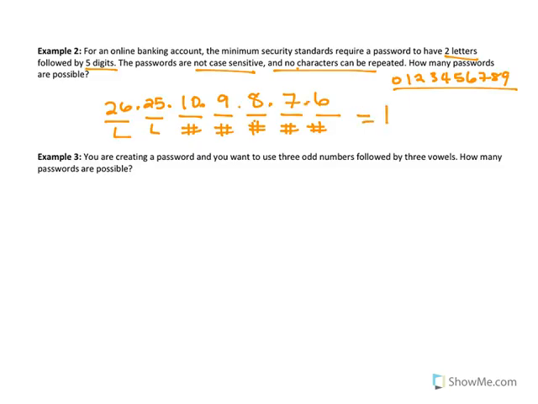And there are a possible 19,656,000 different passwords possible. So there is a lot, as you would imagine.